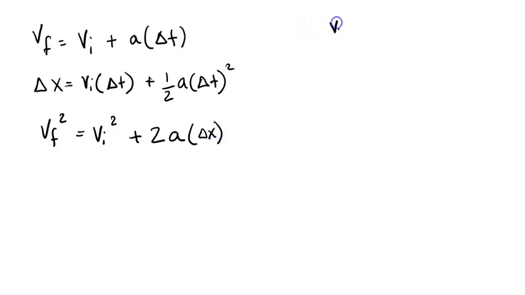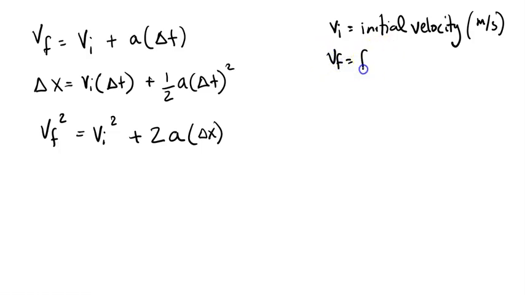So let me just make sure to write down our givens. This is our initial velocity, and I bet you already know what they each are. Oftentimes we'll use the units meters per second. However, it could be feet per second, miles per hour, any of those things. VF is going to be final velocity, and again, same units as the initial velocity, and any other variation of a velocity, inch per second, whatever it is.